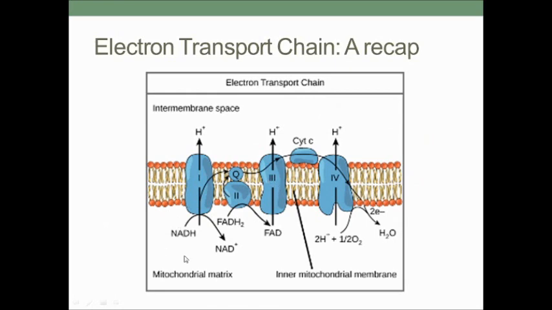So note that we have electrons being passed among all of these complexes, and you can see the electrons being passed via the arrows. Across the membrane, all that's going across the membrane are the hydrogen ions, which will be used to form ATP.